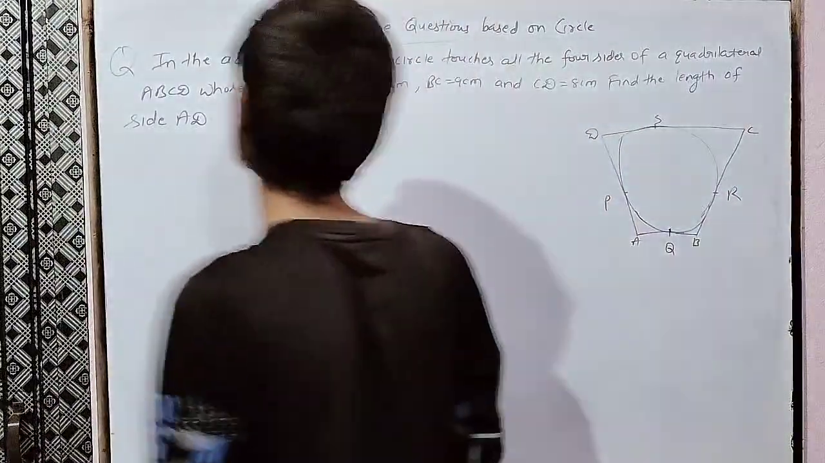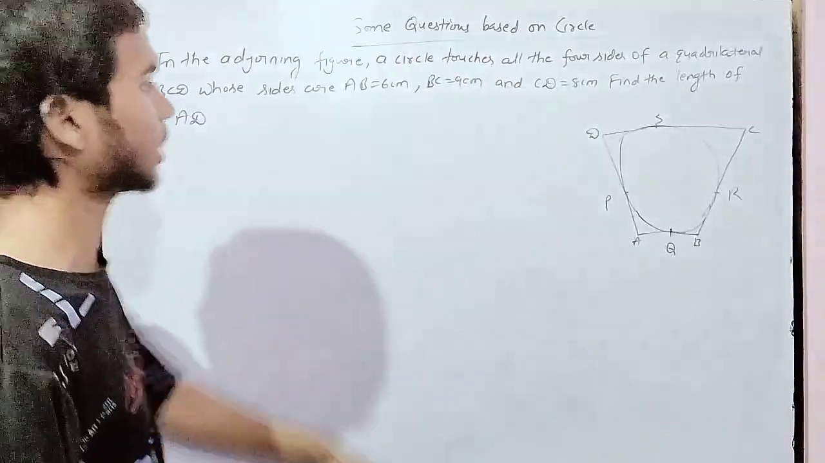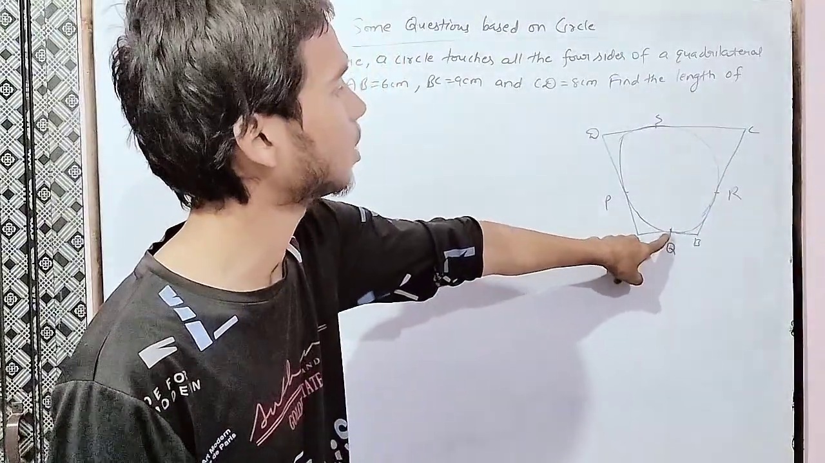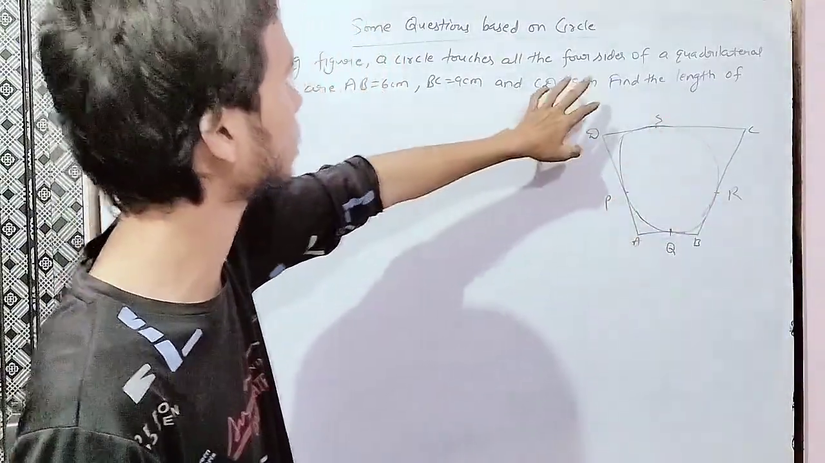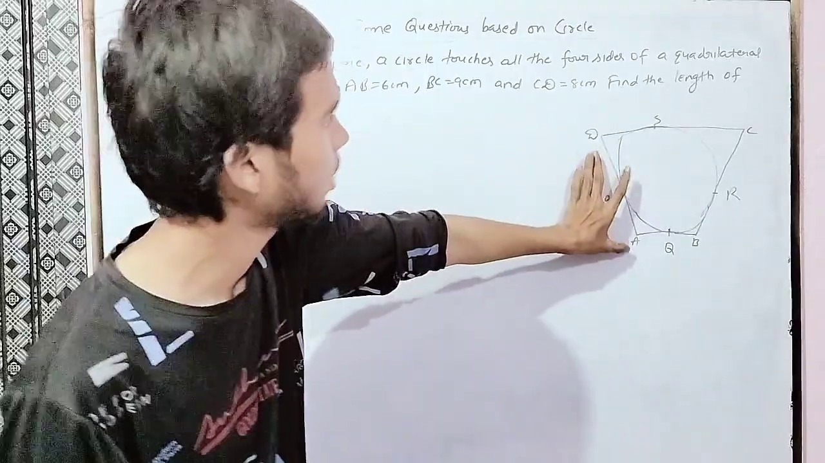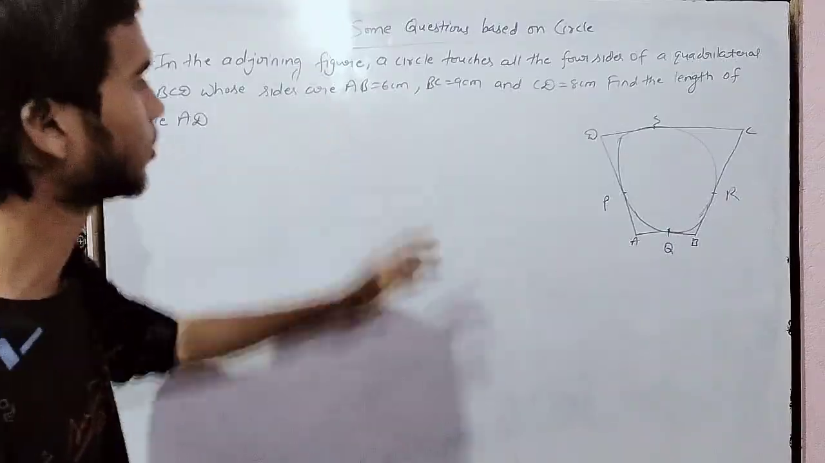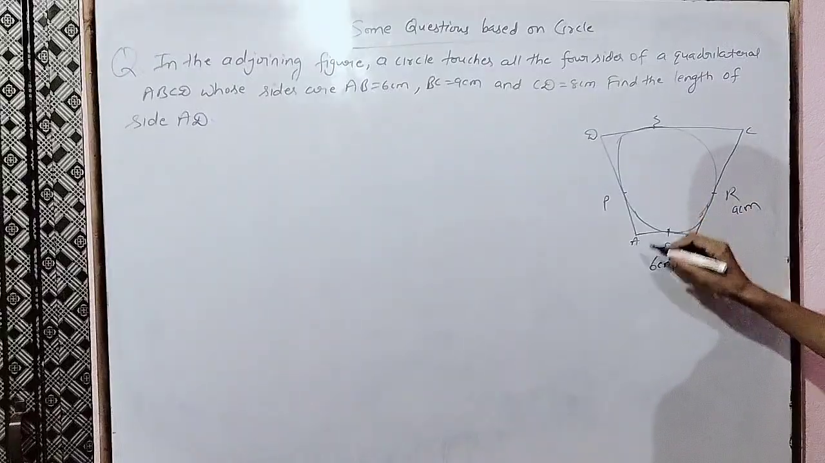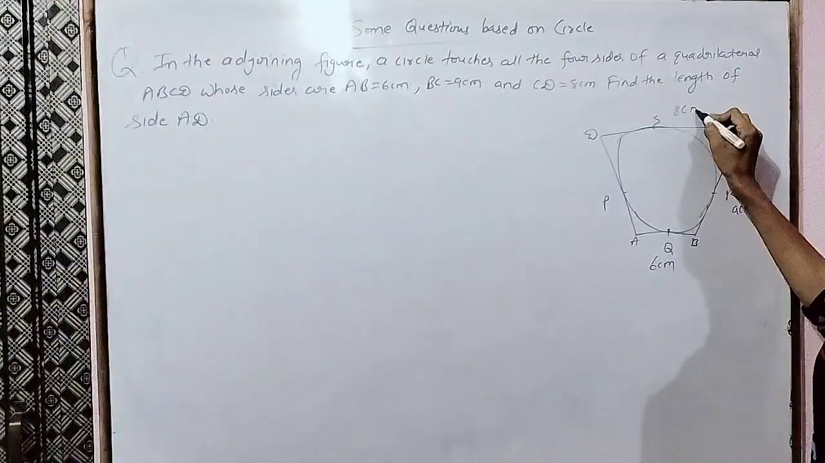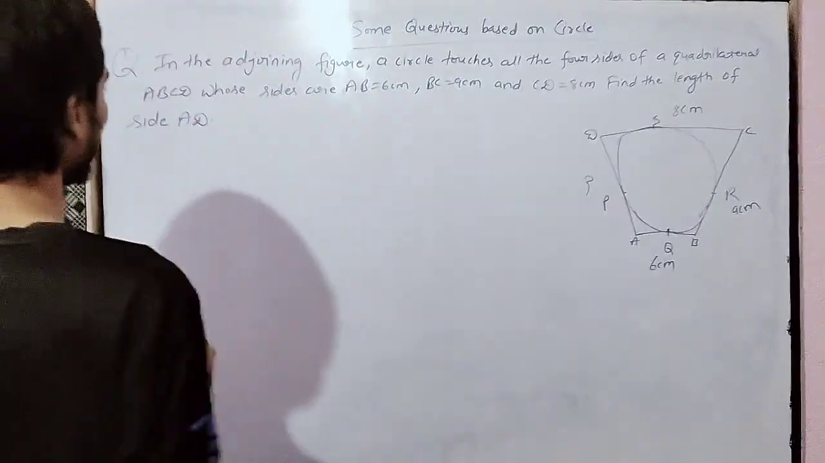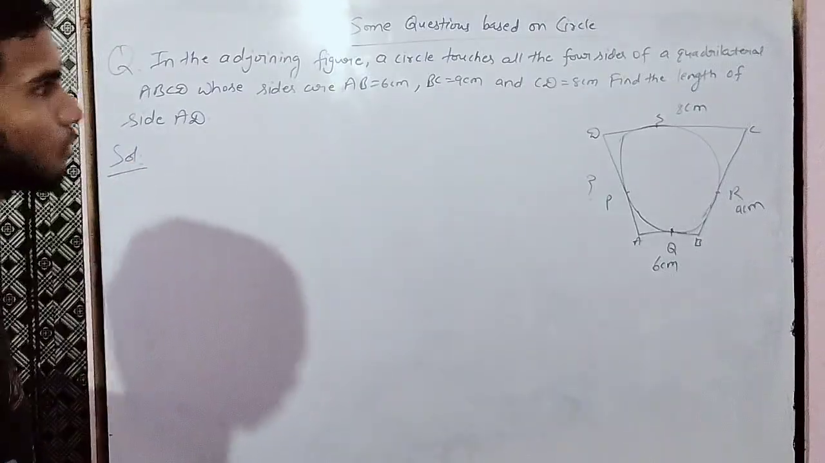It is saying, in the adjoining figure, a circle touches all four sides. This side is touching the circle, this side, and also this side of the quadrilateral. Yes, this ABCD is a quadrilateral. AB is 6 centimeter and BC is 9 centimeter. CD is 8 centimeter. Find the length of this side. We don't know the measure of this, so we are going to find it.